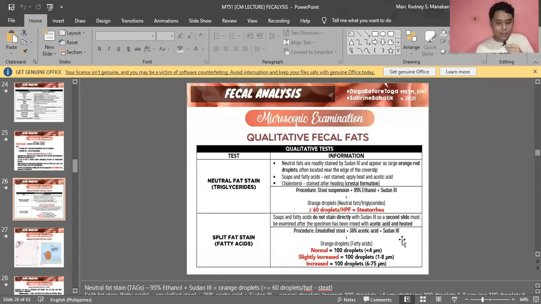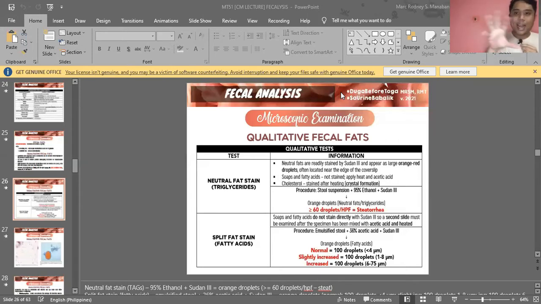So again, for the neutral fat stain, what we use are your lipid stains. First, we emulsify the stool, or we make a stool suspension. We add 95% ethanol, all right, and then add the stain. Then of course, you look for the orange droplets, which will indicate the neutral fats. Greater than or equal to 60 droplets per HPF is indicative of steatorrhea. So you have to examine the entire cover slip, and then look and average how many you see per HPF. If there are greater than or equal to 60 droplets, then that's indicative of steatorrhea.